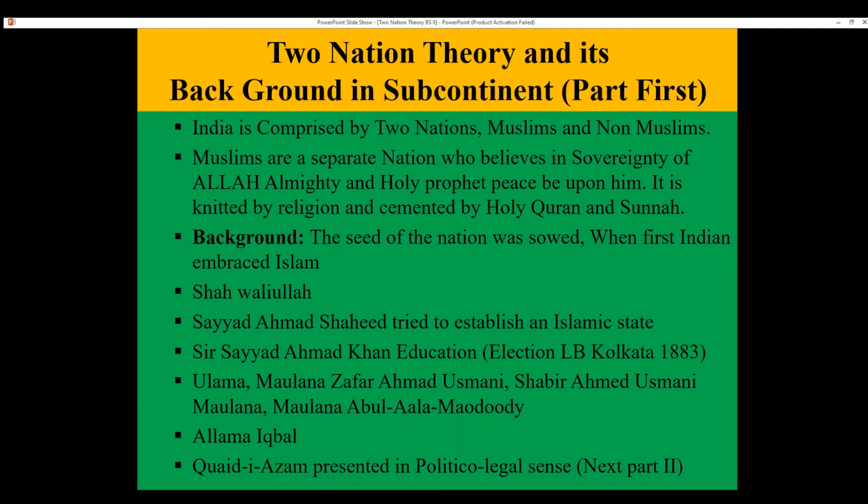As far as its background is concerned, the seed of the nation was sown when the first Indian embraced Islam, when he said, La ilaha illallah Muhammadur Rasulullah sallallahu alaihi wasallam. So he joined the Ummah. He joined the nation of Muhammad, peace be upon him. So this was the start or initiation of the Muslim nation in the subcontinent.